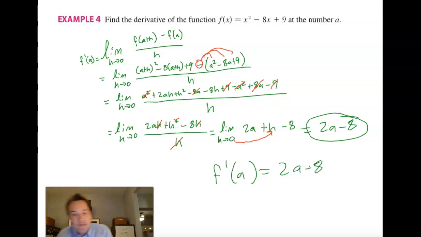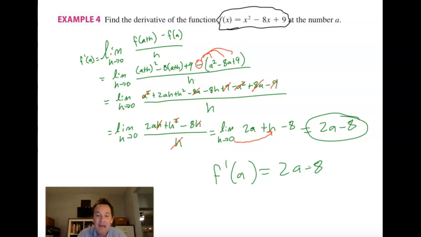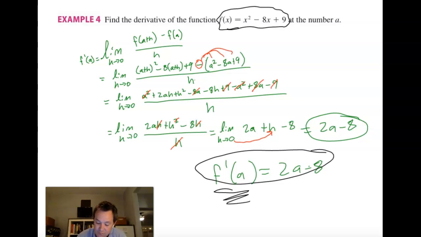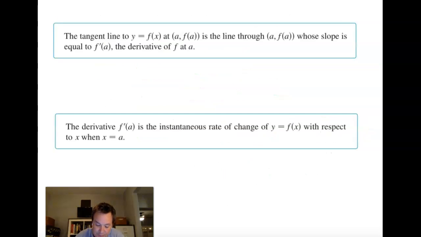Well, a, remember, is the x-coordinate of the fixed point that you are trying to find the derivative at, that you're trying to find the slope at. So this is basically a formula for the slope of this parabola at any point. All you have to do is plug in its x value a, and this will spit out the slope of that parabola at point a.